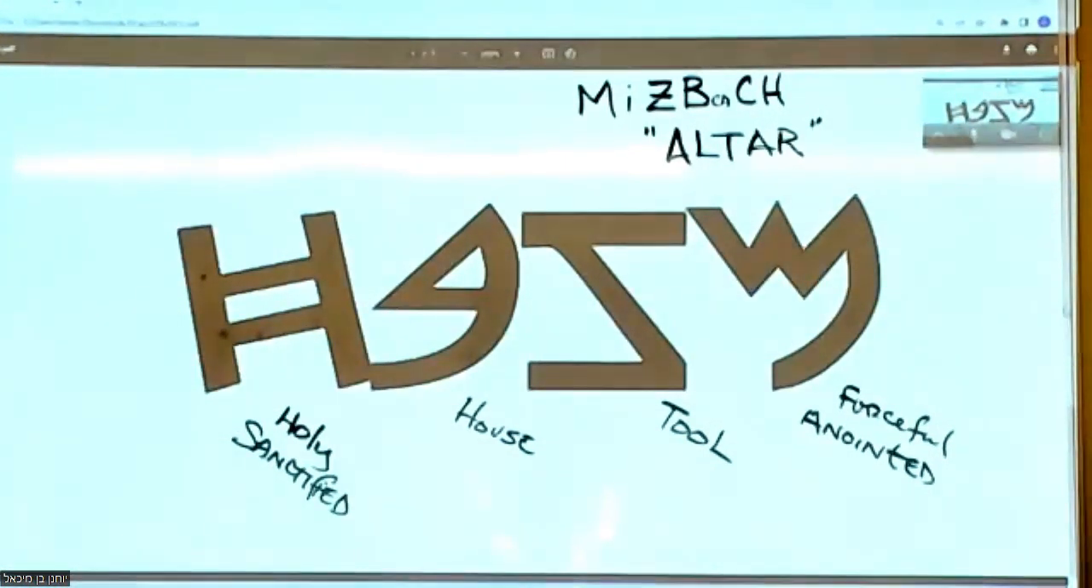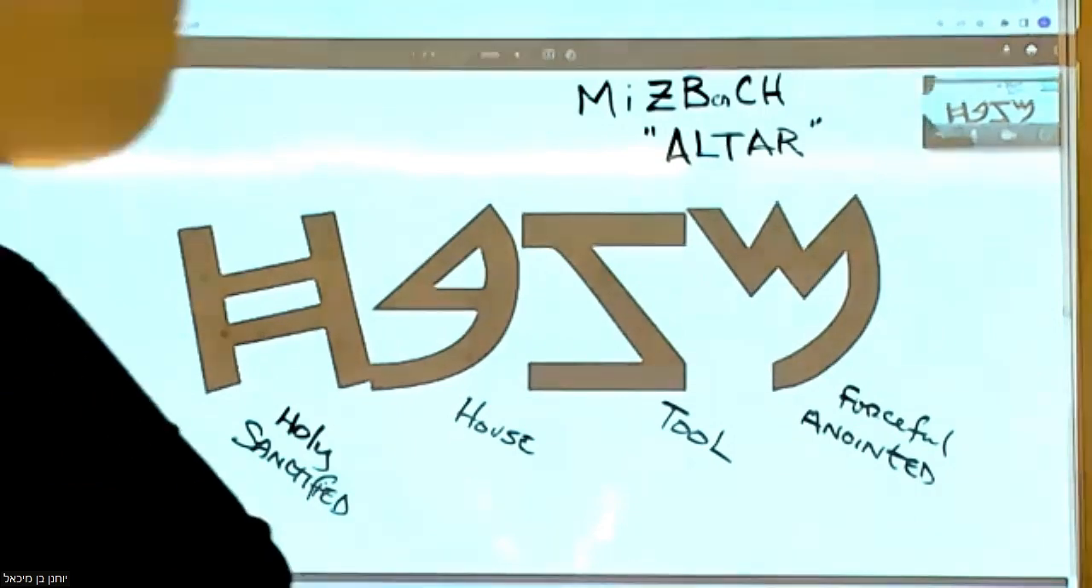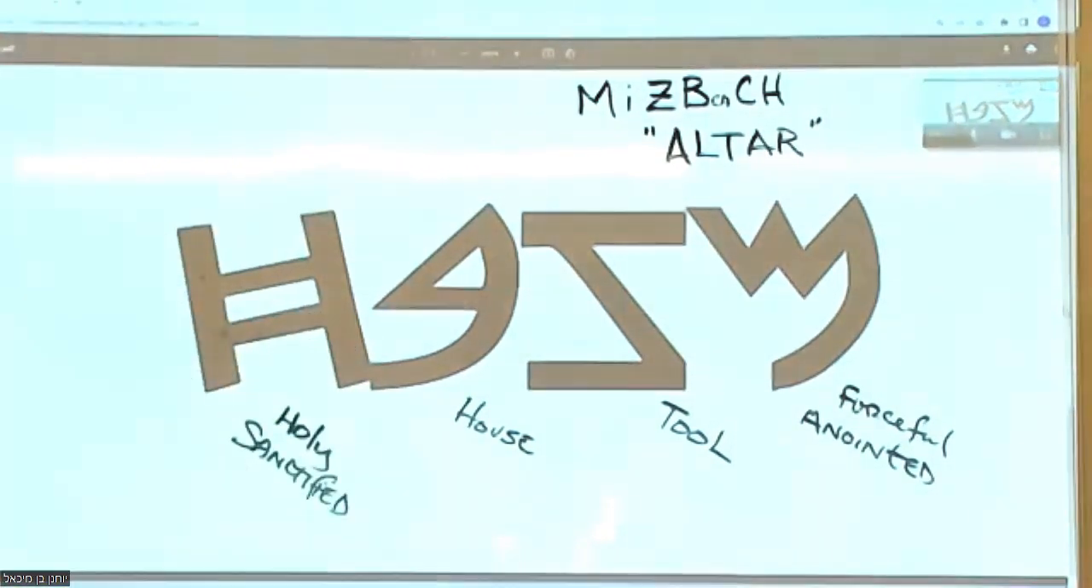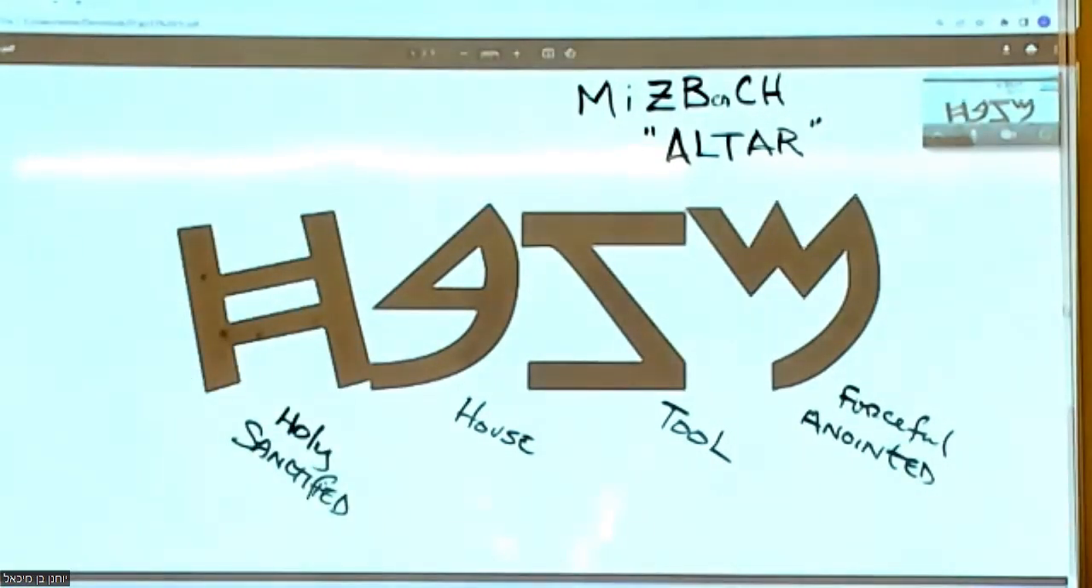Right? Now, we don't have this altar anymore. We don't have the tabernacle. We don't have the temple. But just like Rebbe said earlier, the scripture says, we are now the temple of the Ruach HaKodesh, the Holy Spirit. So guess what? We got an altar in us. That's the heart.